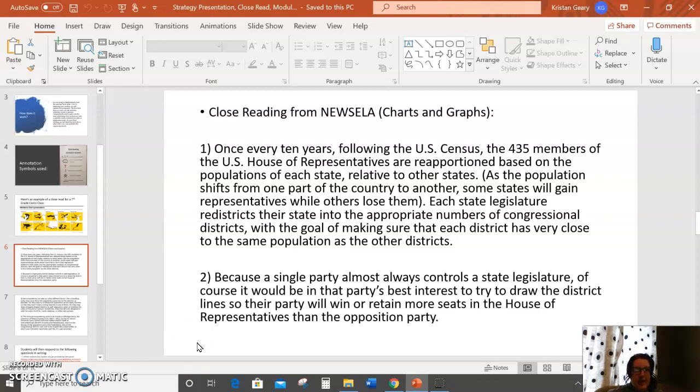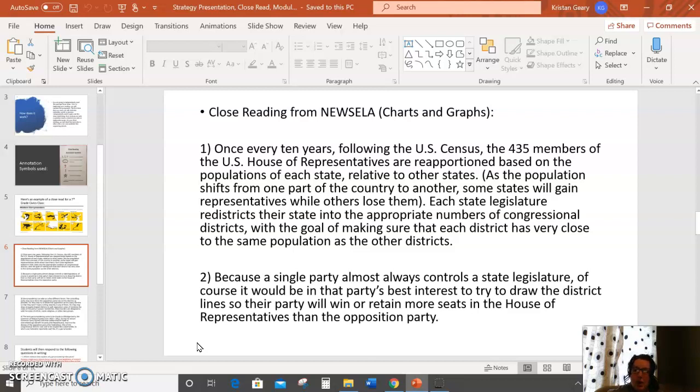Once every 10 years following the U.S. Census, the 435 members of the U.S. House of Representatives are reapportioned based on the populations of each state relative to other states. As the population shifts from one part of the country to another, some state legislatures will gain representatives while others lose them. Each state legislature redistricts their state into the appropriate numbers of congressional districts, with the goal of making sure that each district has very close to the same population as the other districts.